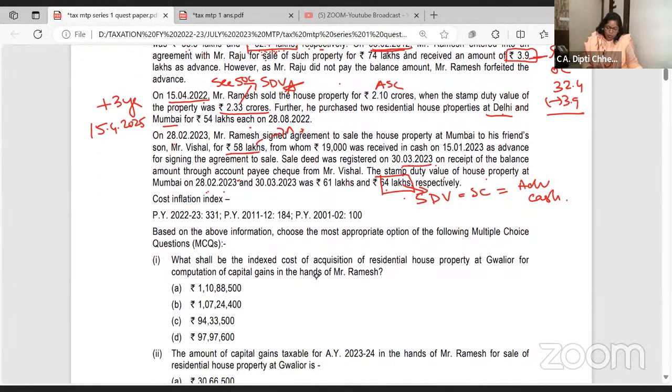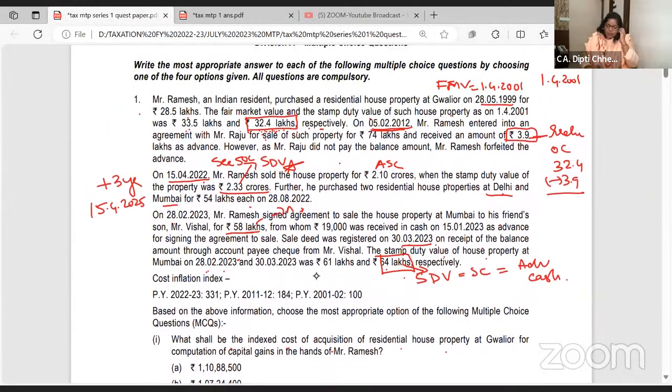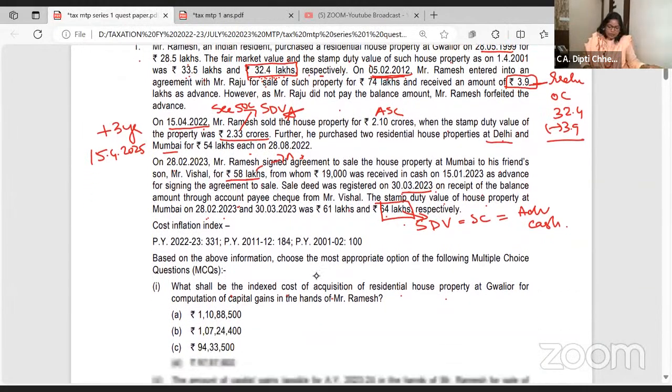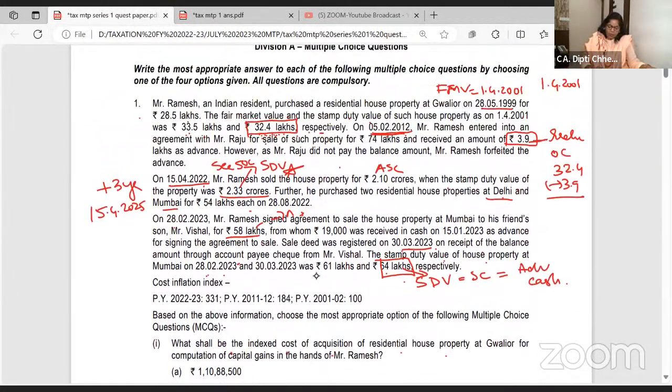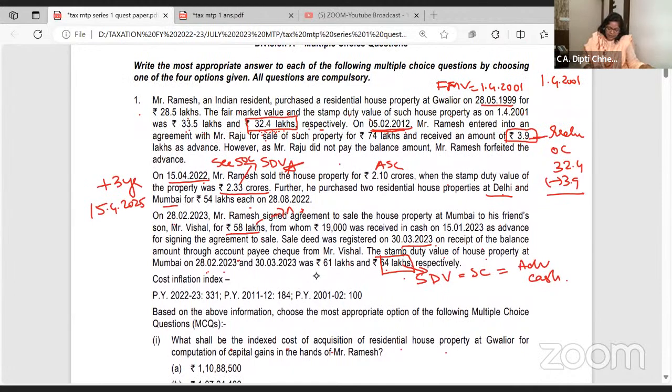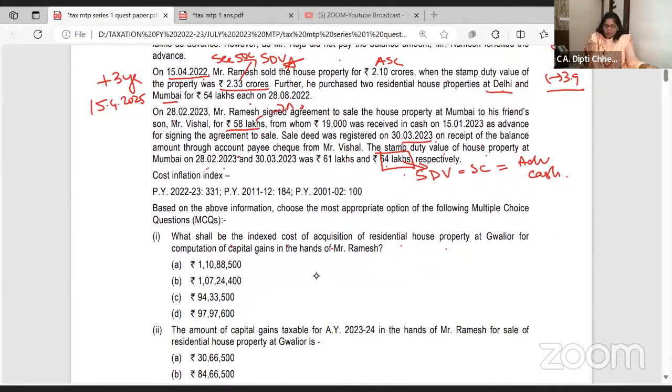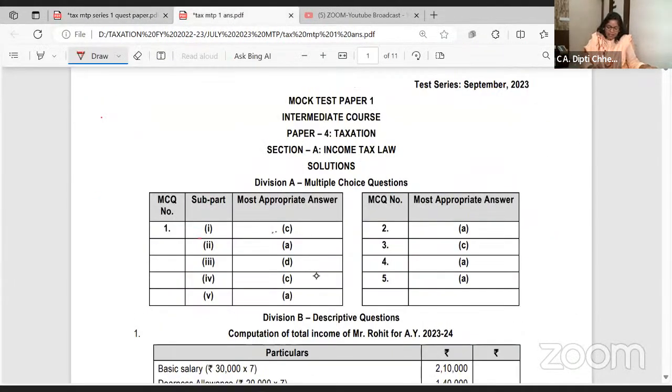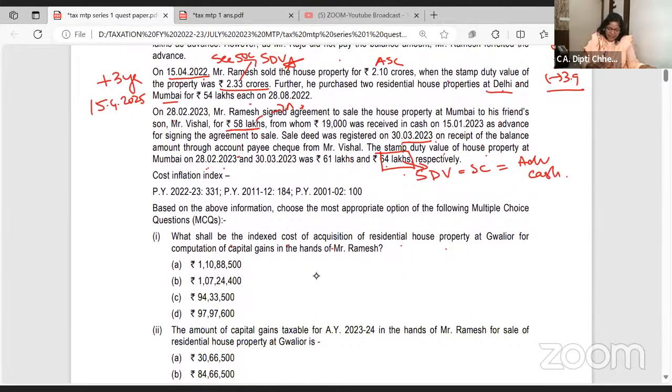Now, what shall be the indexed cost of acquisition of the Gwalior house sold? The first house sold. I want all of you to write the answer here. Directly the main answers, you know how they give the answers. The answer for the first one is option C. But how did it come? We will solve here how it came.